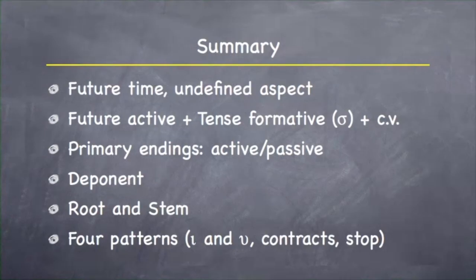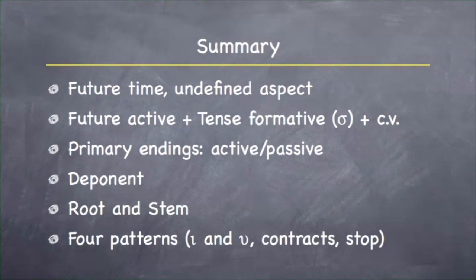Well, we've learned the future tense in Greek, both the future active and the future middle. Future is used, obviously, to indicate something that's going to happen in the future. And in Greek, the emphasis is on time, not on aspect. And when you translate this into English, you'll generally use the undefined aspect. I will eat, not I will be eating. It is formed with the future active tense stem. And to that you add a tense formative, which is sigma. And then you add primary endings. If it's a future active, you use primary active. If it's a future middle, you use primary passive endings.